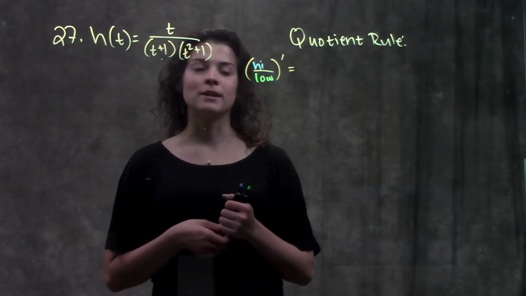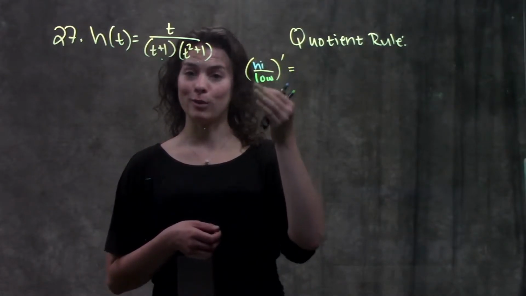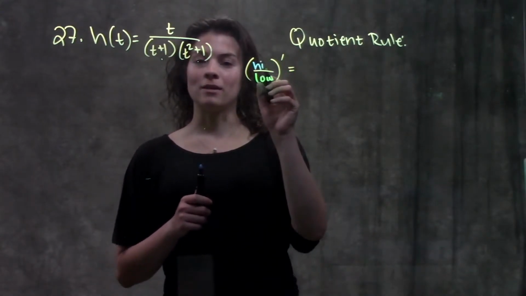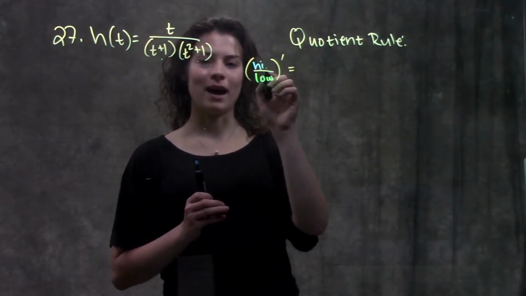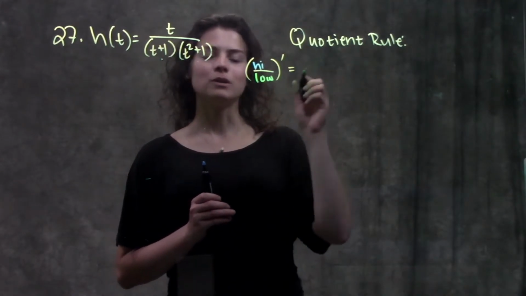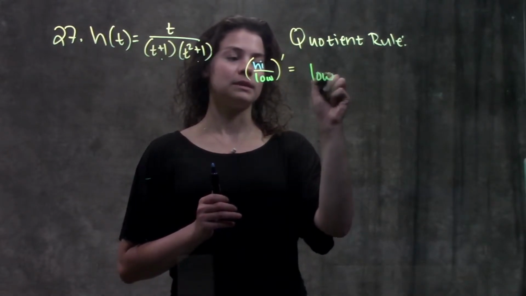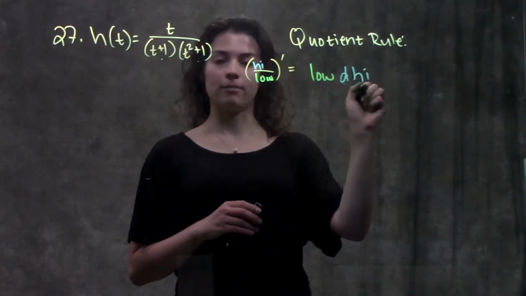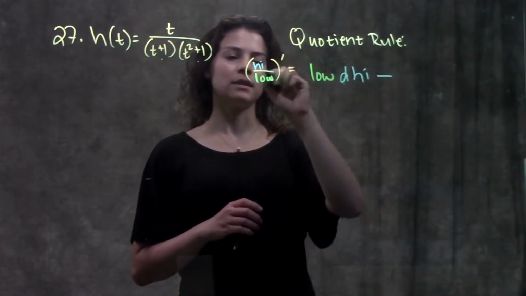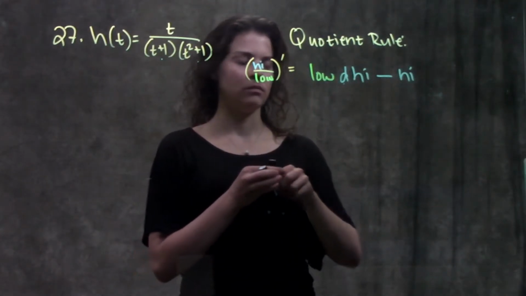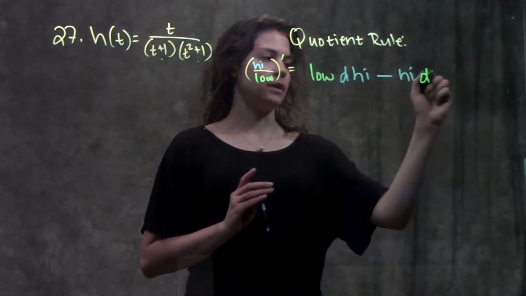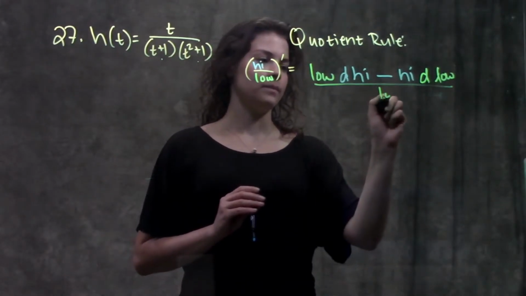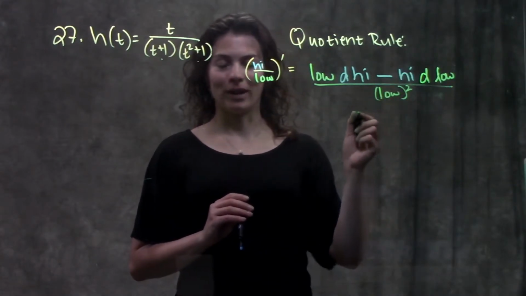So quotient rule says that if we're taking the derivative of a function that has a quotient in it, we're going to follow this pattern. For my quotient, I labeled my numerator as high and my denominator as low. Quotient rule tells us to do low d high, or the denominator times the derivative of my high, of my numerator, minus high d low, so numerator times the derivative of my denominator. All that over low squared, so over the entire denominator squared.